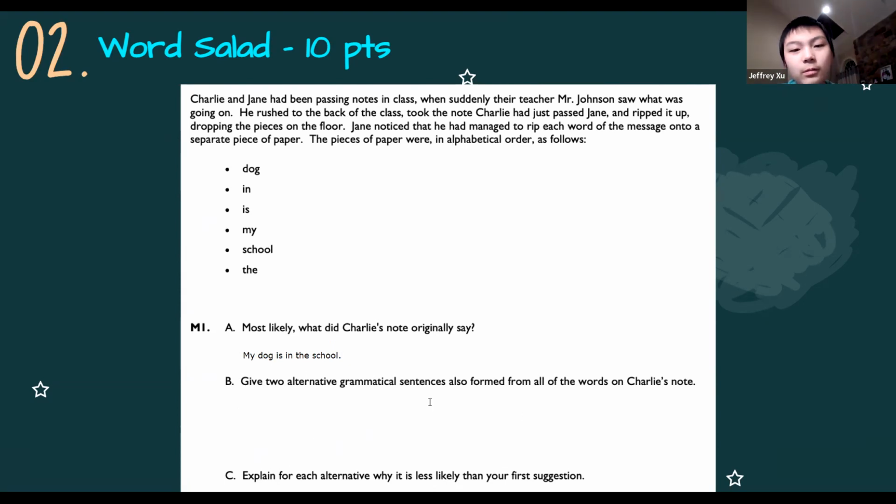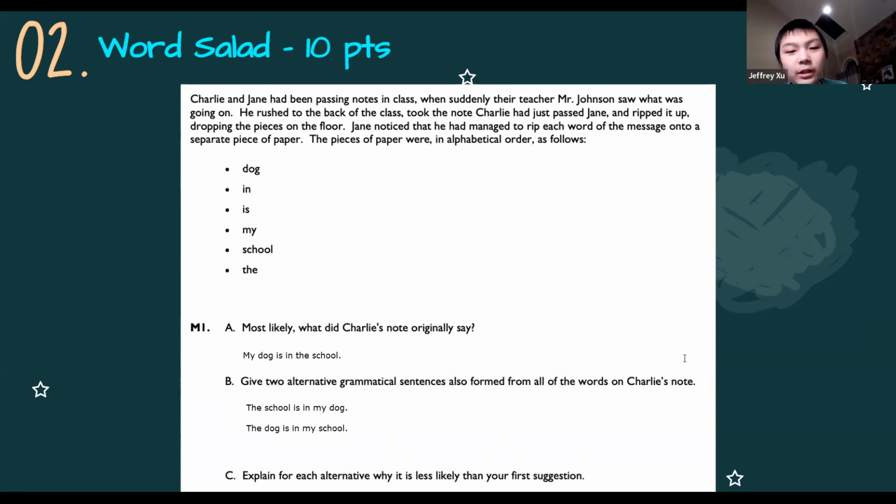Give two alternative grammatical sentences. As long as it's grammatically correct, this is going to work. So you can basically put really anything, just change around the nouns or like "my" and "the." So two examples would be "the school is in my dog," or "the dog is in my school," which are both grammatically correct.